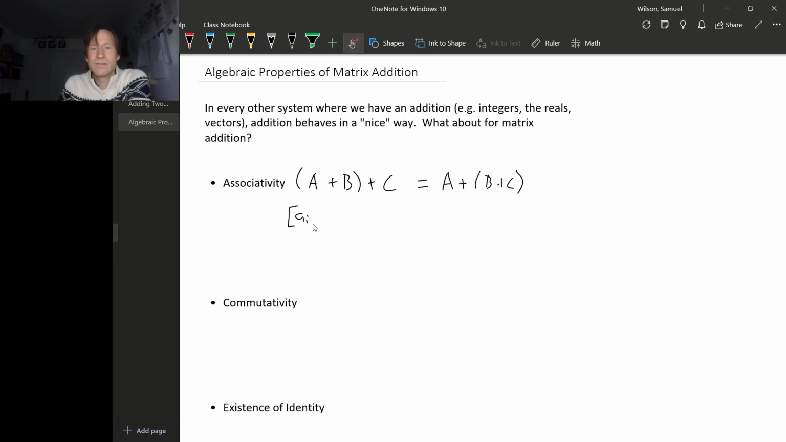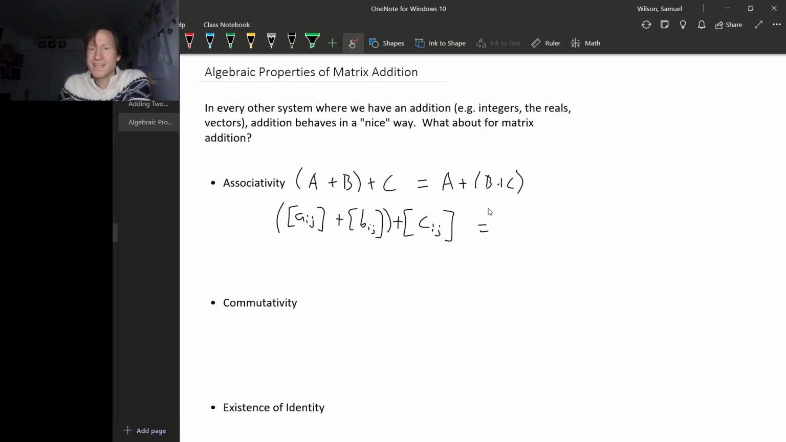So A is the matrix a_ij. Remember, this is just an abbreviation for all of the entries in this matrix. B is the matrix little b_ij. And C is the matrix little c_ij.